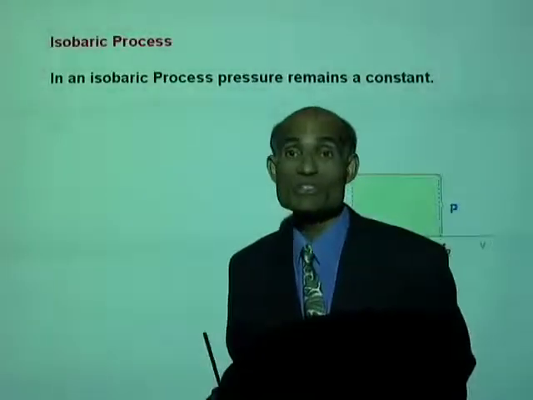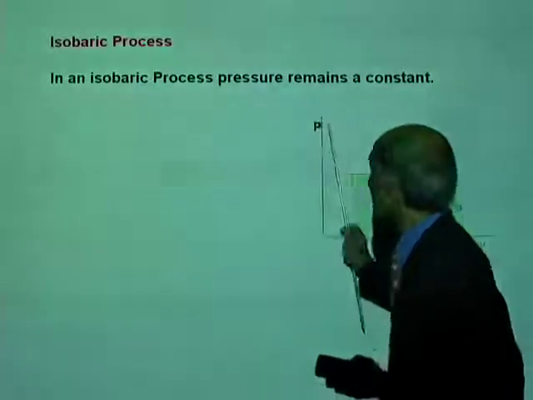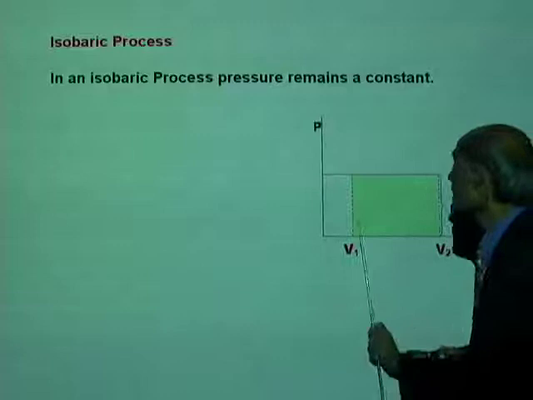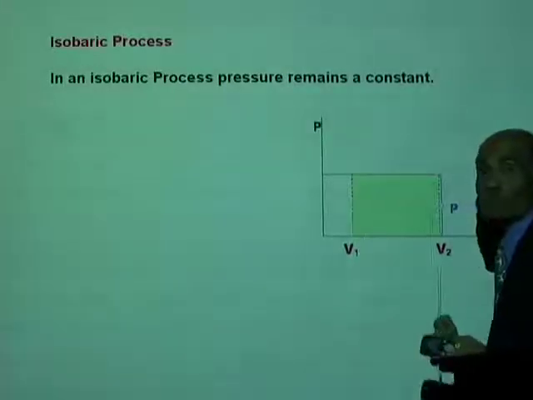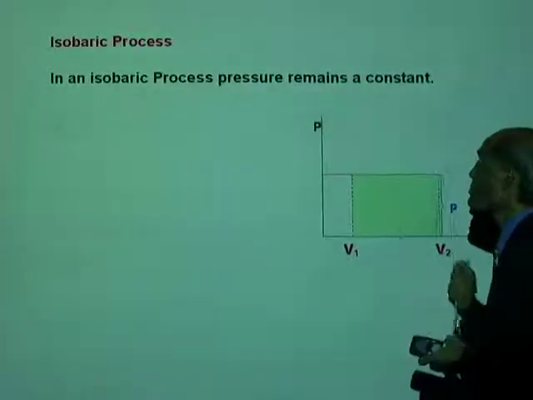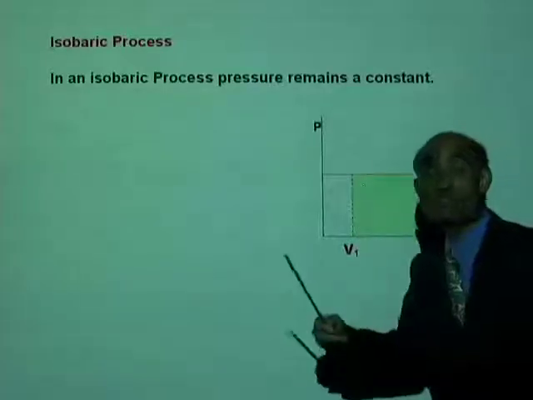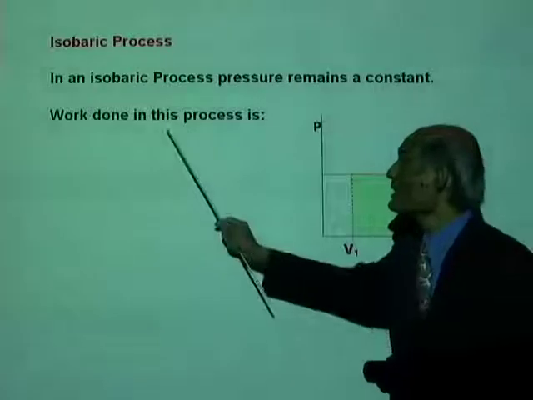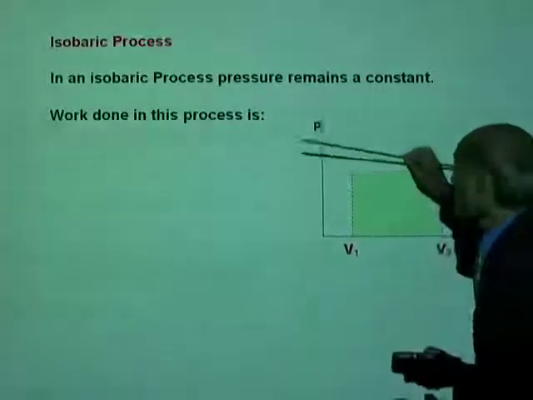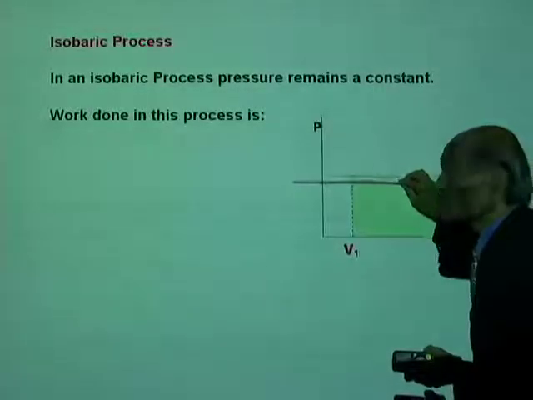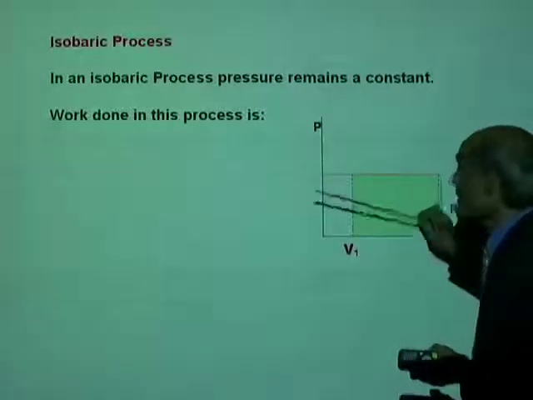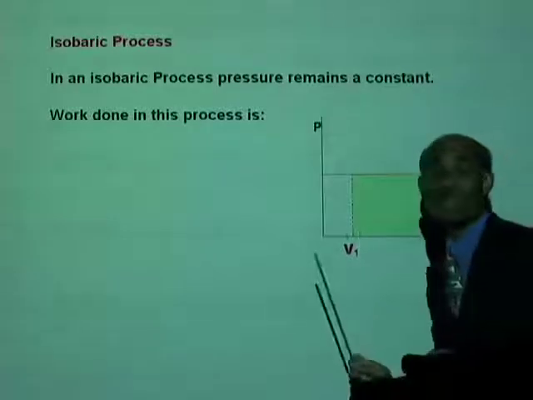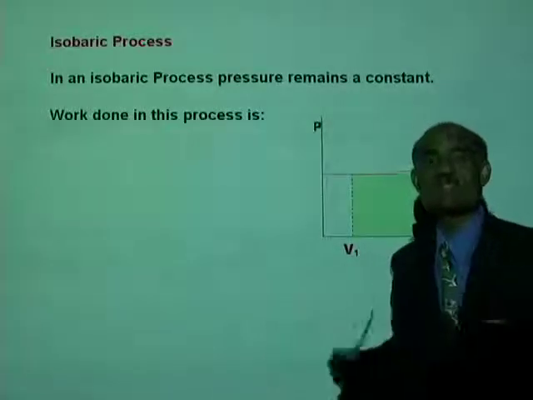So in that case, we can represent it like this. The pressure does not change. When volume changes from V1 to V2, the pressure does not change. And this makes it easy for us to calculate the work done. And the work done in this process, because the pressure does not change, the area is now a rectangle. You don't really need an integration in this case.